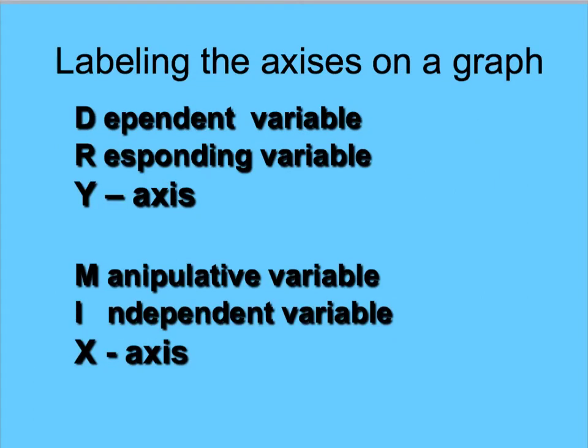Often when you are looking at your data for these types of experiments, you're going to be labeling them. A good way to remember which variables go on which axis is DRY MIX. Your dependent variable, or the responding variable, will always go on the y-axis. The manipulated variable, which is the variable you're manipulating, or the independent variable, is going to be on the x-axis. So that's just a quick way to remember what goes on which axis.